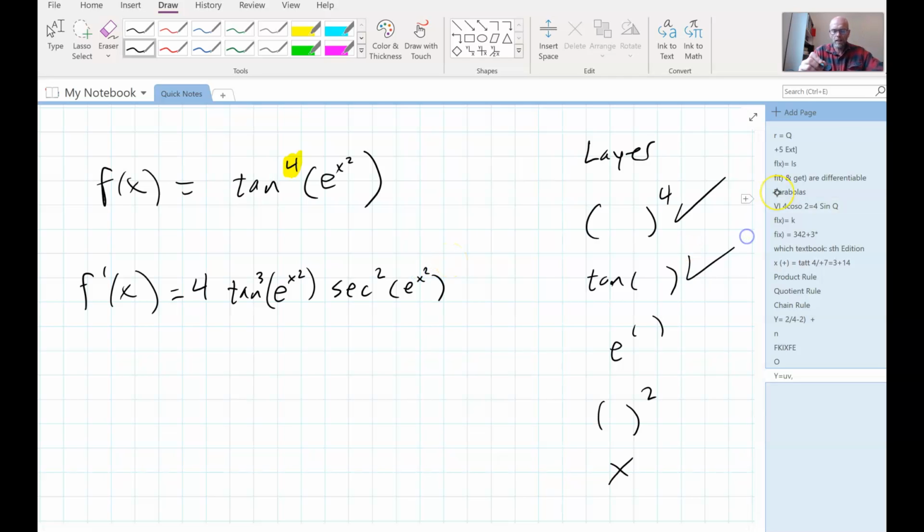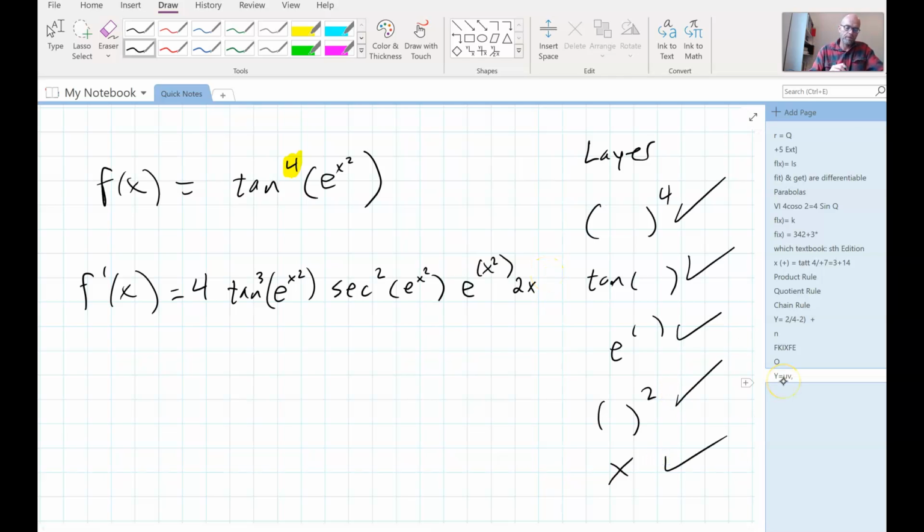Then I took care of that layer. The next layer is e to the something. What's the derivative of e to the something? E to the something. What is the something? X squared, just like it was in the original. Took care of that. Next layer is something squared. How do I find the derivative of something squared? We take 2 times the something to the 1st power. And then finally, what's the derivative of x? The derivative of x is dx dx, which is just 1, so we don't bother writing it, and we're done.